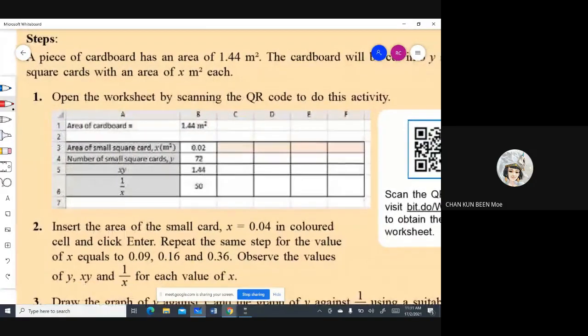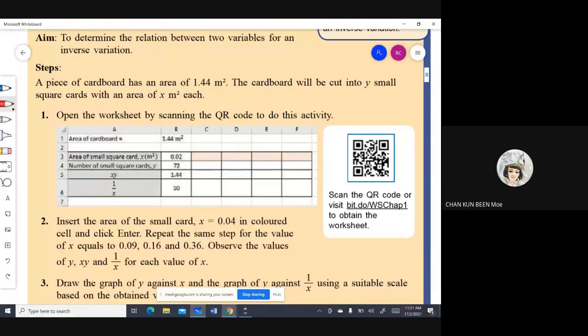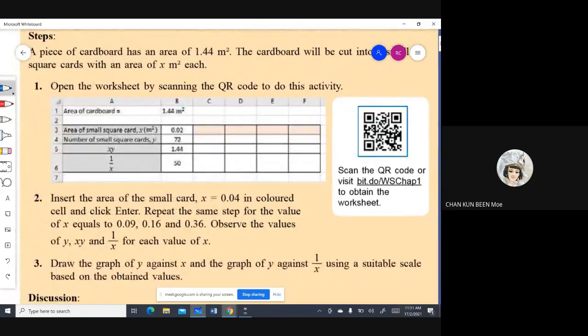This one is to determine the relation between two variables for an inverse variation. Look at the step. A piece of cardboard has an area of 1.44 square meter. The cardboard will be cut into y small square cuts with an area of x square meter each. So they ask you to open the worksheet and then do the activity given.